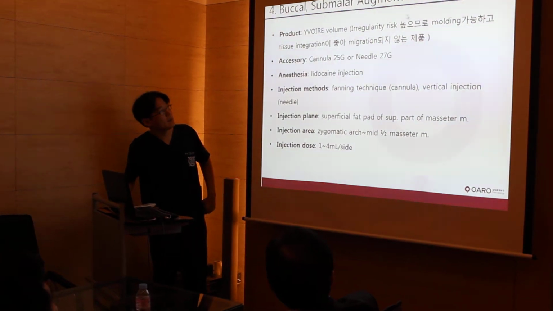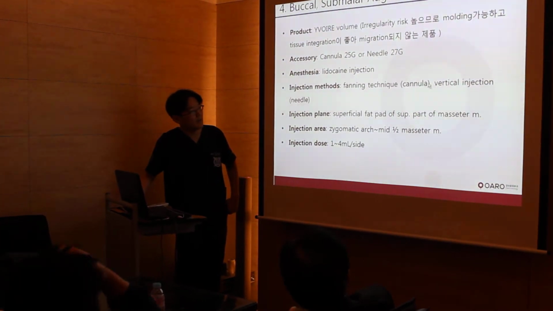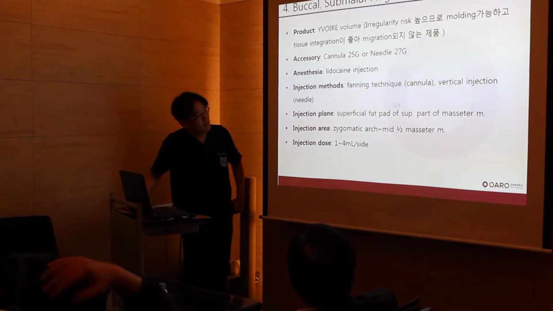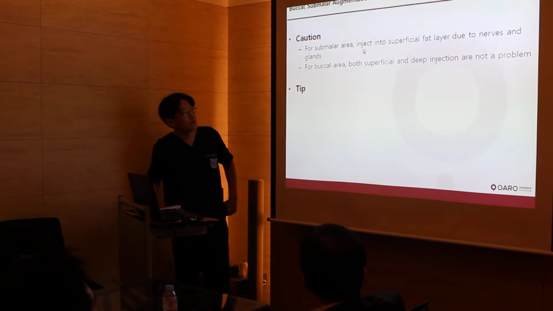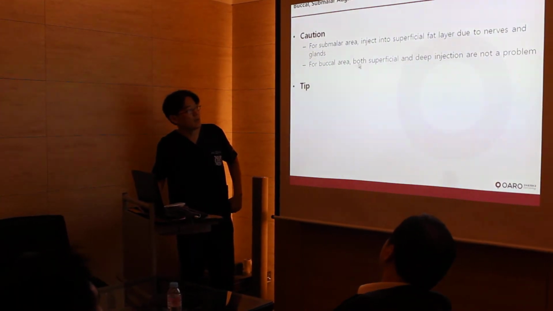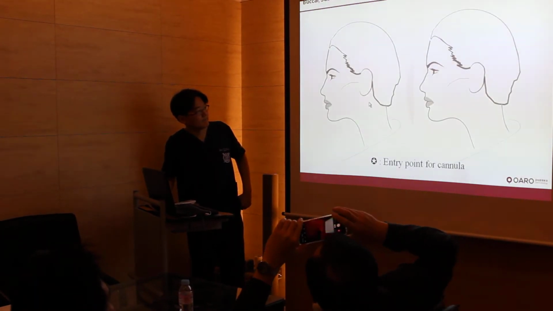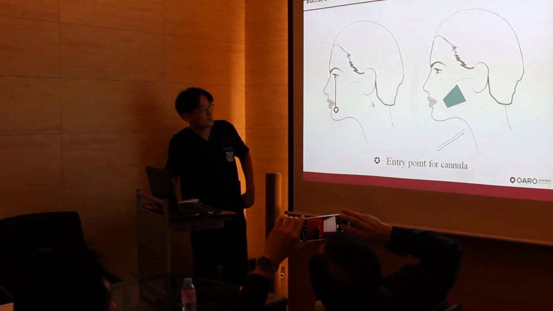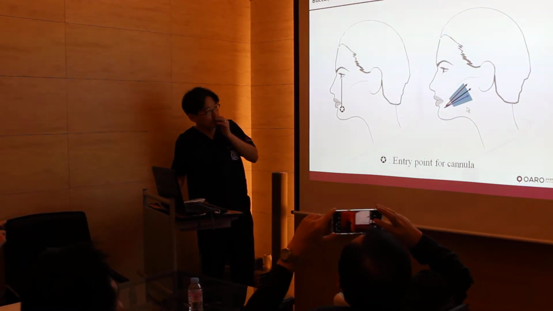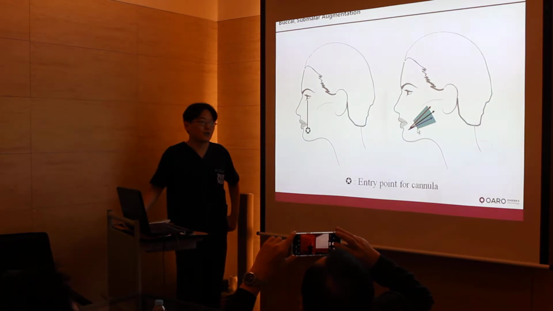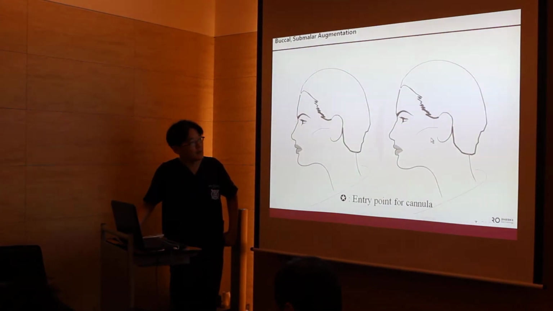For the buccal area, you can relatively safely inject filler in this area, so fanning technique or vertical injection, you can apply this kind of technique. For submalar area, inject in the superficial fat layer, and in the buccal area, you can inject both superficial and deep injection. Here for your buccal position, because a lot of Asian people have sunken cheeks, if you inject filler, you can inject a large amount of filler in this area safely.